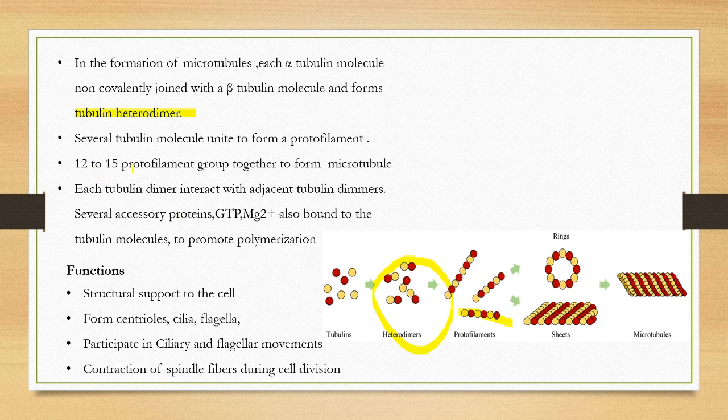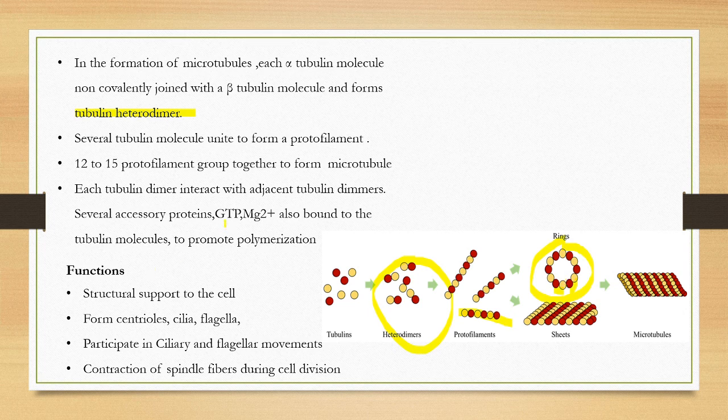So 12 to 15 protofilaments group together to form a microtubule. So this is a superficial view of a microtubule. How many will you see here? 12 to 15 protofilament groups. Each tubulin dimer interacts with adjacent tubulin fibers. Each tubulin dimer means this one. This is one tubulin dimer. This is another tubulin dimer. Each tubulin dimer interacts with adjacent tubulin dimers.